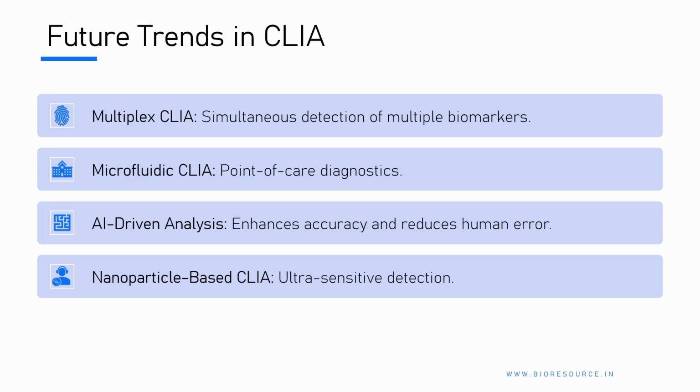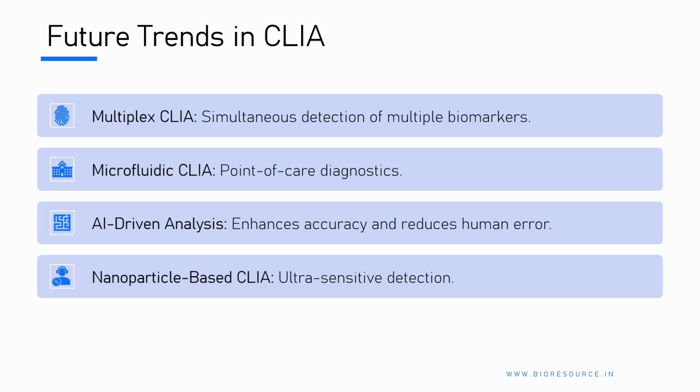Third is the AI-driven data analysis for enhanced diagnostic accuracy. Artificial intelligence and machine learning are used to analyze the CLIA results, and AI-based pattern recognition algorithms can distinguish between true signals and background noise. This is useful in automated diagnosis, for error reduction and quality control, and also for clinical decision support systems. So this increases the accuracy, reproducibility, and diagnostic confidence, reducing the risk of false diagnosis.